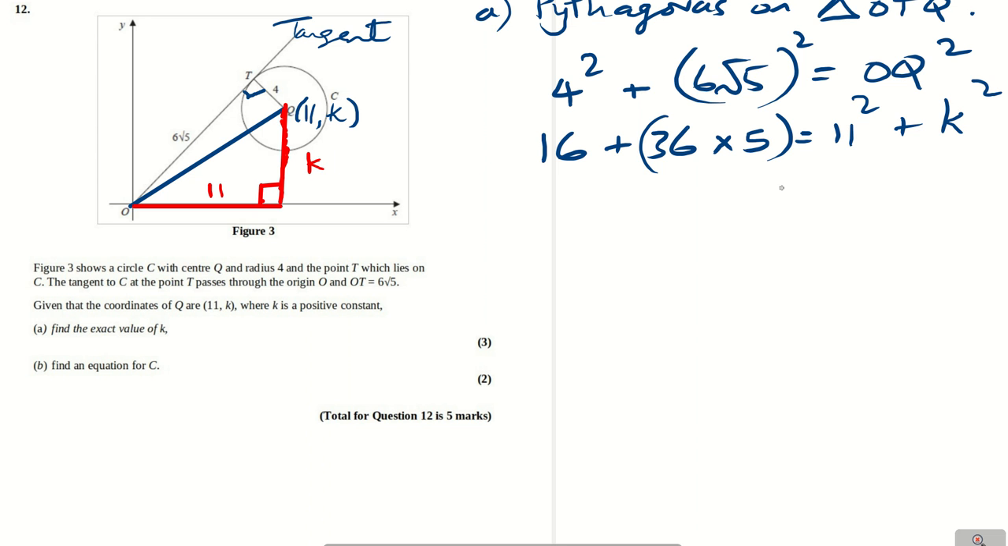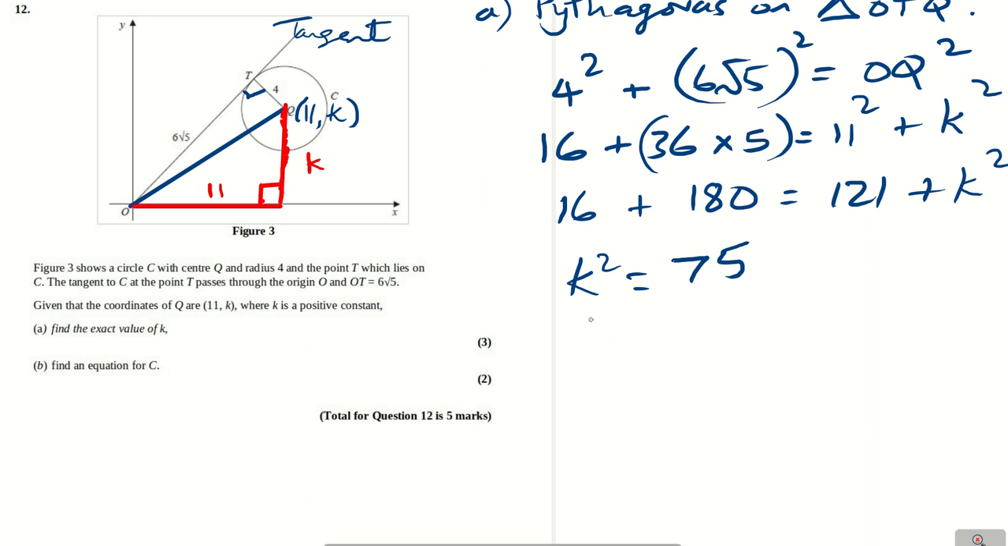And can you see what's going to happen? If we expand this out, we're going to end up with a quadratic equation for k, and we know that k has got to be positive. So if there's a negative answer there, we can just ignore it. So 16 plus 36 times 5, which is 180, equals 121 plus k squared. In other words, k squared equals 196 minus 121, which is 75. So k equals plus or minus root 75.